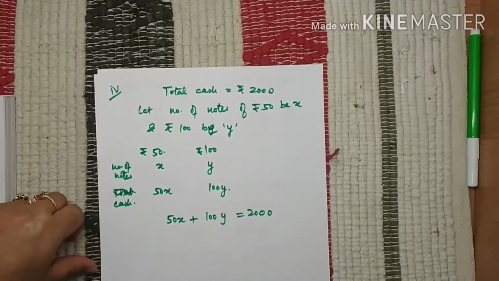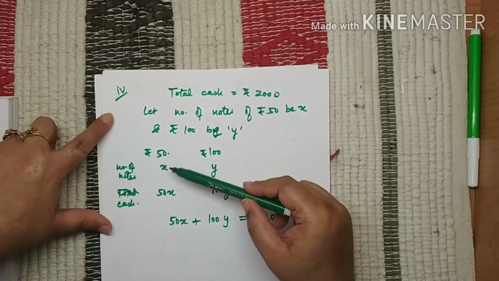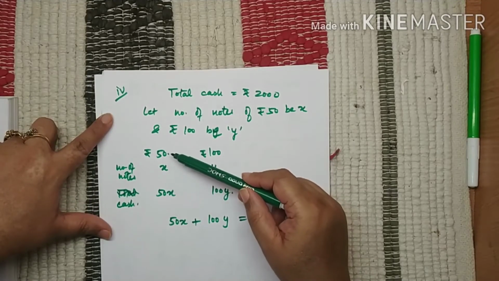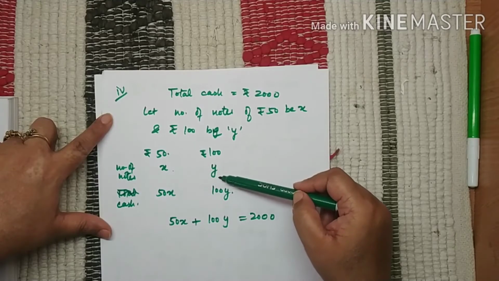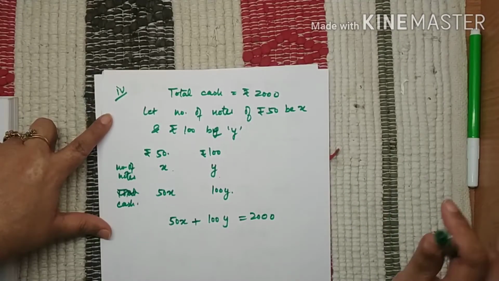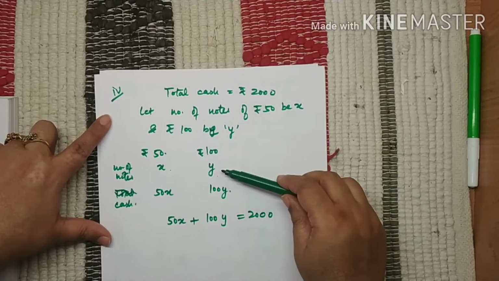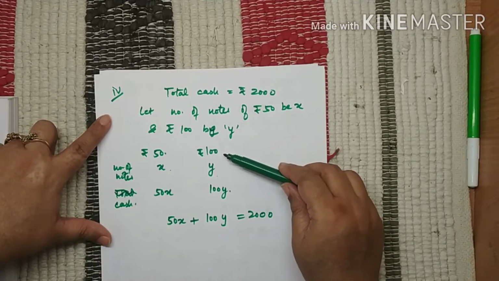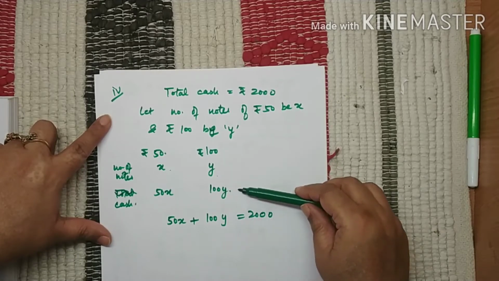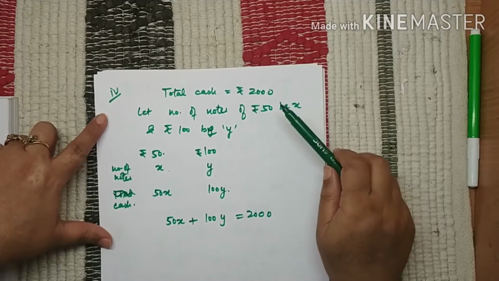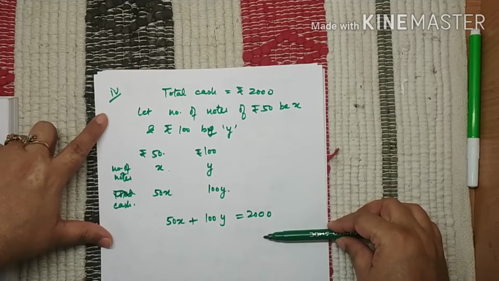See, I have cash in the form of 50 rupees and 100 rupees. 50 rupees I have x notes, so total cash of 50 rupees is 50 into x. 100 rupees I have y notes. If you have 3 notes of 100 rupees, the total cash will be 100 into 3, 300. So similarly, if I have y notes of rupees 100, total cash of 100 rupees will be 100 into y. And total amount that she withdrew was rupees 2000. So 50x plus 100y is 2000.